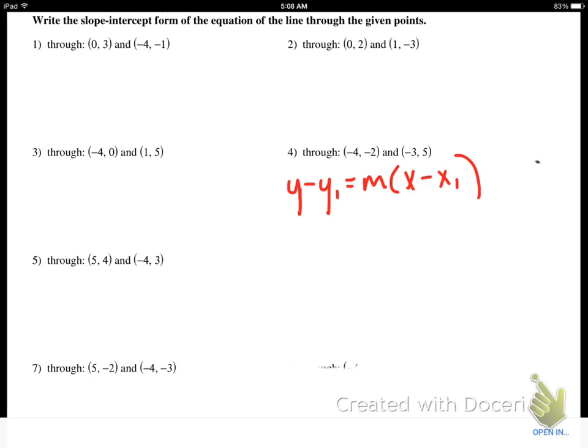And you might just go and plug your points in right now. That's fine. Let me do a change of color. Do a little bit of a nice black. Which point do you want? You can pick either one. I'm gonna pick that one because there's one less negative. I don't know. It's just the way I roll.